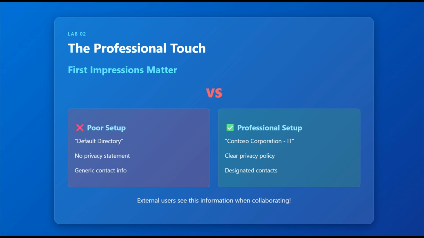Most people rush through tenant setup sometimes. They accept defaults, skip privacy information, and never look back. Then six months later, they are dealing with compliance issues or confused external partners. So always take the time to configure your tenant properly from day one. Document your tenant ID, set meaningful names, configure privacy information so that you don't face all these issues.